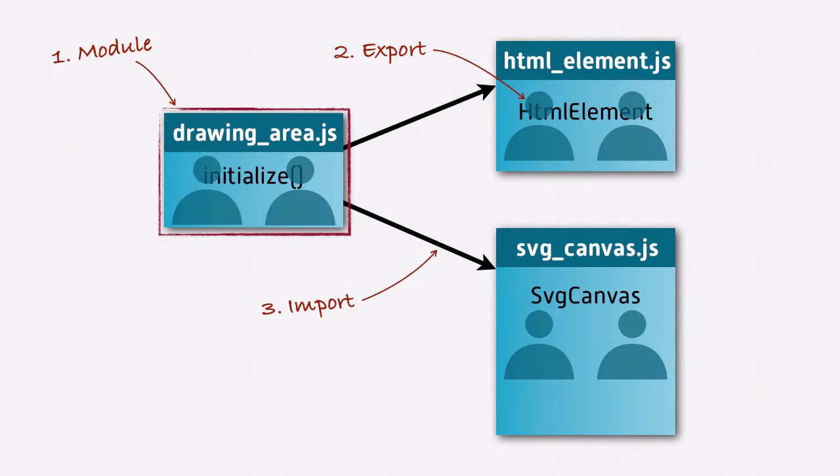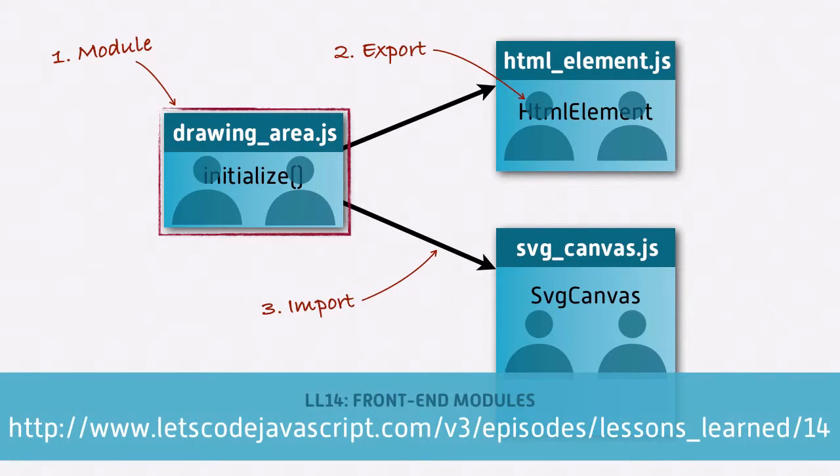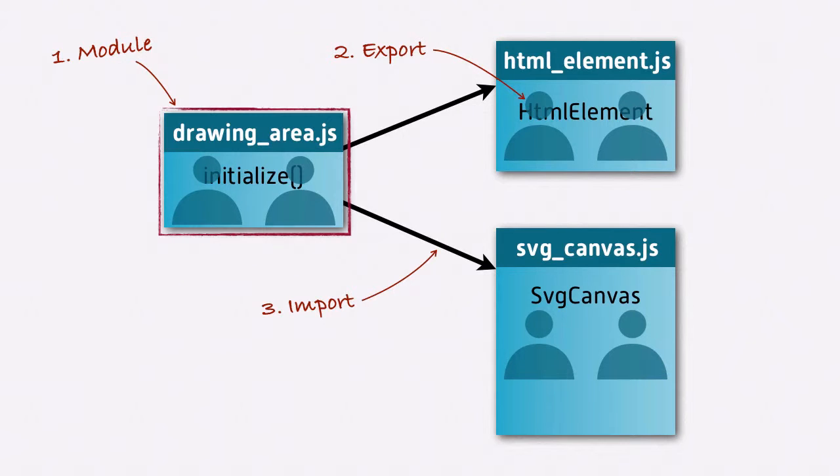CommonJS modules is my preferred approach to solving this problem. It has an elegant syntax and a pretty simple implementation. Now, it's not the only approach to modularity. Another really popular approach is AMD. And actually, if you check out Lessons Learned number 14, I go into different modularity approaches in depth in that episode. But let me just give you a quick overview of CommonJS in this episode because it is my preferred approach.